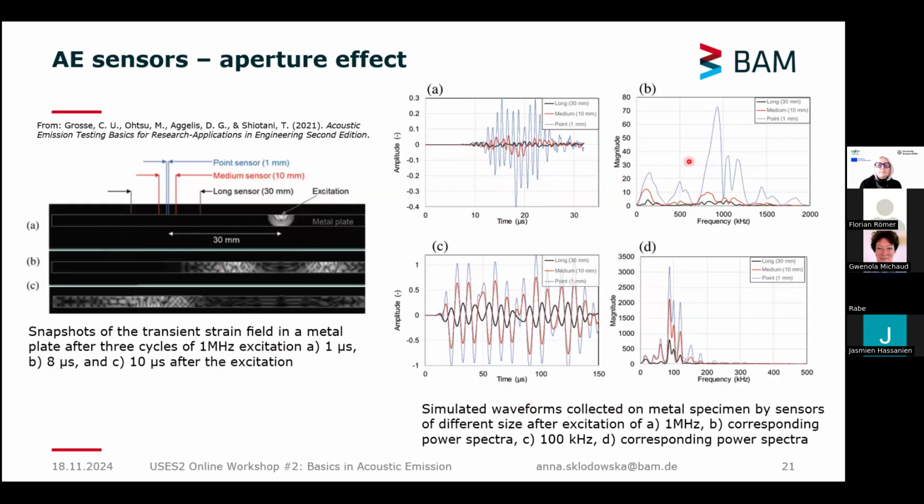So we can see, in the top row, we have an excitation of 1 megahertz. This is the high frequency, and the bottom part is 100 kilohertz. We can see that the higher frequencies are much more affected by this than the lower. And we don't see the main peaks anymore. In lower frequencies, we have a strong decrease in amplitudes. We still have the peak where it should be, but it's worth keeping in mind to choose the right sensor for the right application.